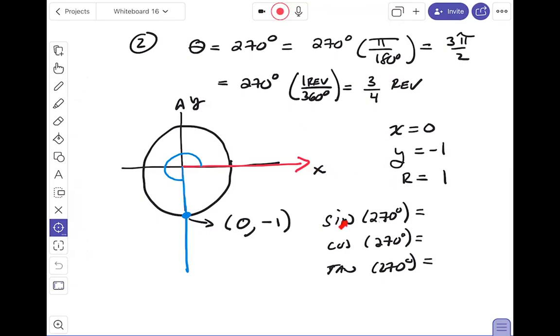Now, how's the sine defined? The sine is defined as y over r, according to these definitions over here, which would be -1. Write that down for you. Now, how is the cosine defined? The cosine is defined as x over r. Well, 0 over 1 is 0. And how's the tan defined? Just to make sure you understand, the tan is defined as the y over x. Well, that's a trouble. I want to point out -1 divided by 0 is undefined.